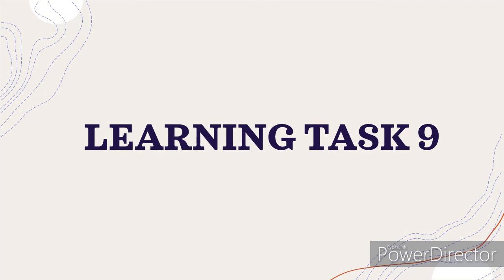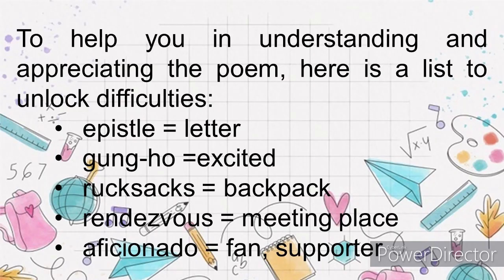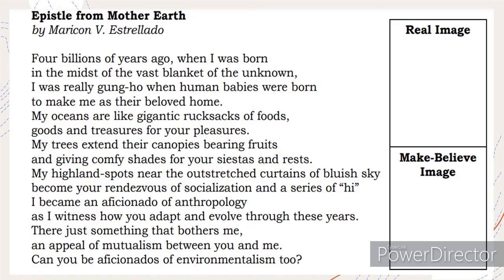So for Learning Task 9 also, we have the same directions, the same activity. So we have the rubric for illustrated images. We also have the list to unlock difficulties. Then we have here the poem. Just read, analyze, understand. Then after analyzing, understanding and reading, try to make your own real image and make-believe image based on the meaning of the poem.